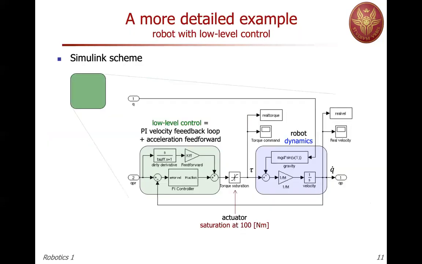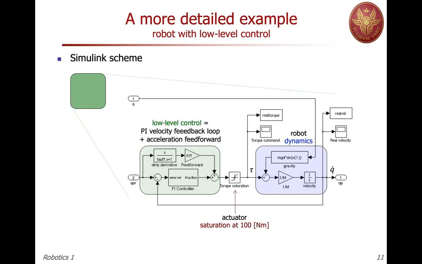This was the scheme. This was the particular low-level controller, which was a PI velocity feedback loop with an acceleration feed-forward. So you can see that I played around with this. We added the torque saturation at the end because the output of this controller is, in fact, the torque that the motor needs to produce, but the motor has a maximum capability, so we included in this simulation a saturation.